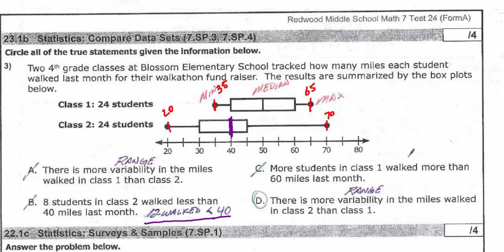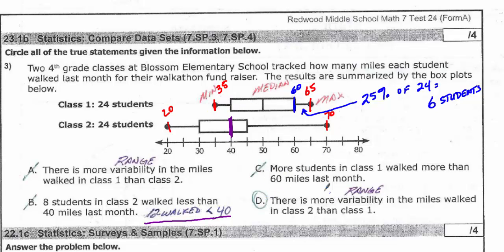More students in class 1 walked more than 60 miles last month. Well, here's the 60-mile mark for class 1, and we can see right here that's 25%. Each section of a box and whisker plot from right here to right here represents 25%. And 25% of the 24 students in the class equals 6 students, not more than the group. That means there are 18 students who walked less than the 60, so that's false.